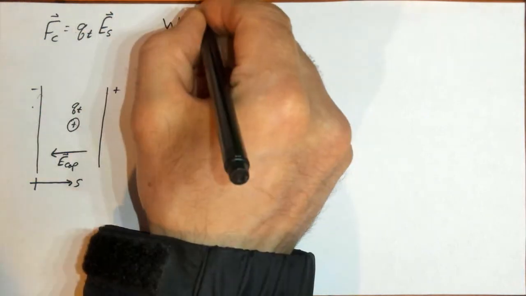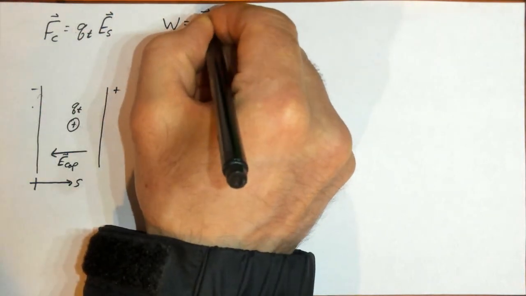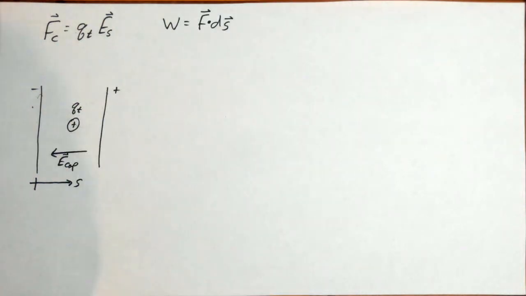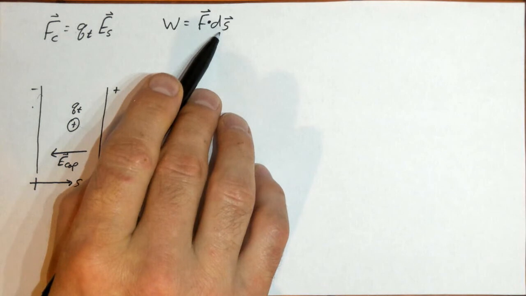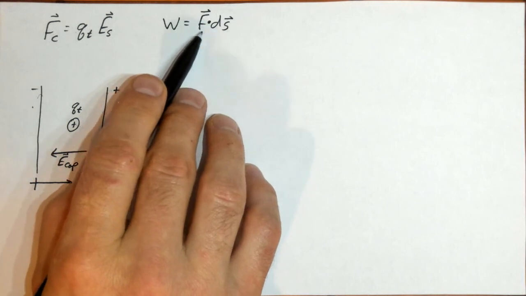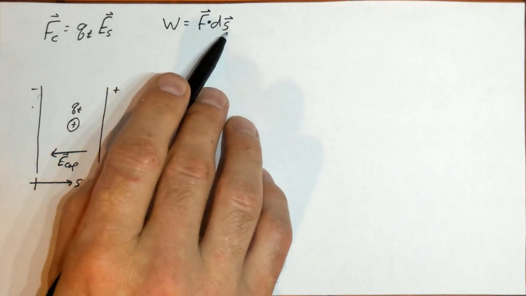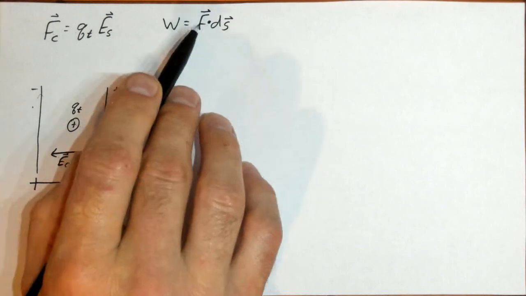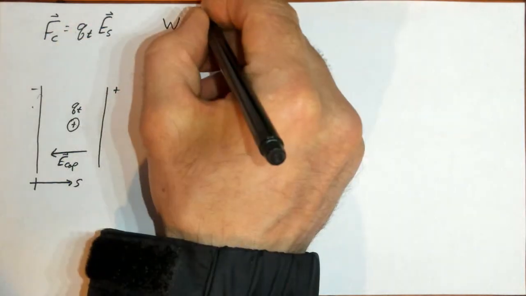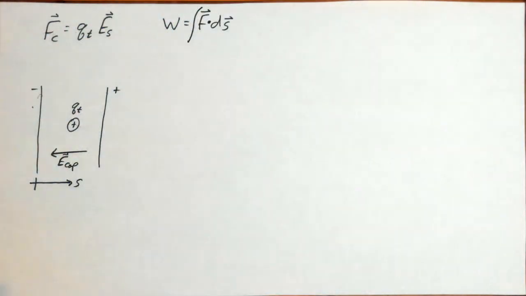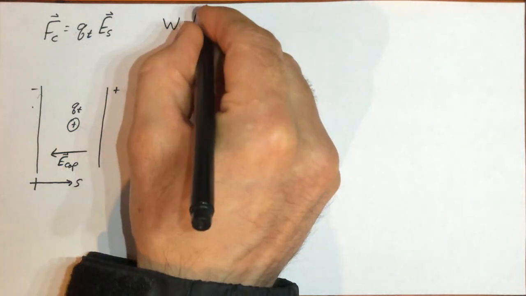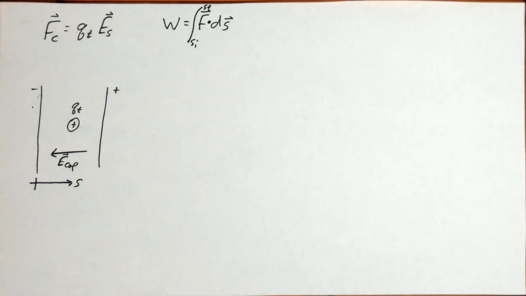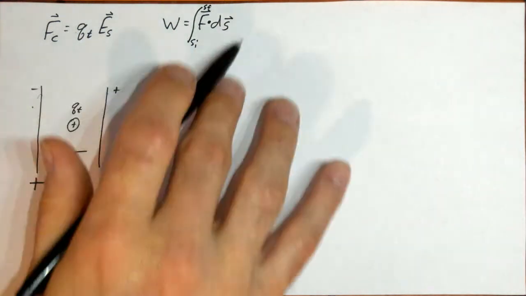So to find that, we use the dot product between the two vectors. Now remember, all that's doing is finding the amount of force in the direction of S. So I could just write Fs times ds. That's all that dot product is doing. But to formalize it completely, if the force is changing, I need to integrate from some initial position to some final position. Okay? So that's the full formal way to do it.